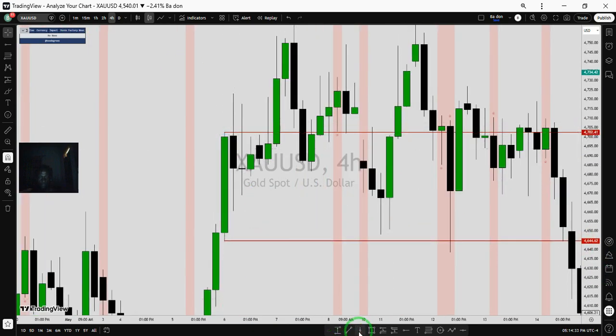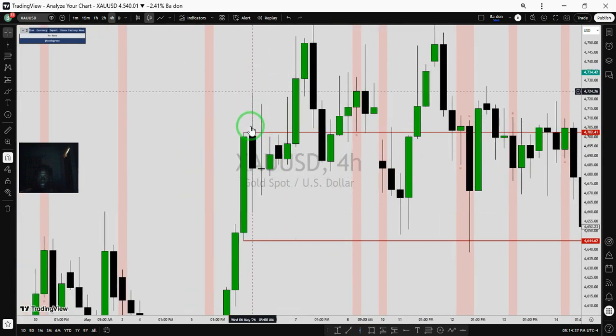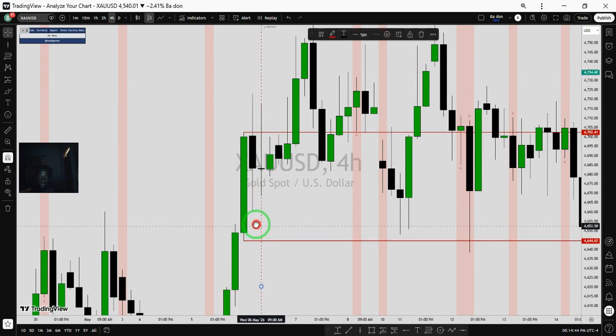I have to put a vertical line indicating the time we are trading, which is this current candle right here. So you mark this on the 4-hour time frame. This vertical line should be placed on the 4-hour time frame right here. So once we mark it like this, we go down to the 2-hour time frame.